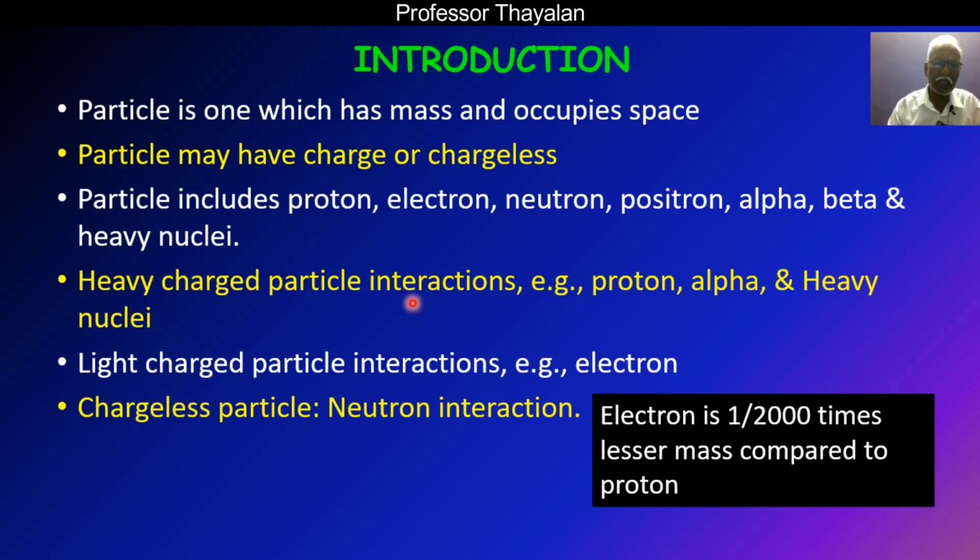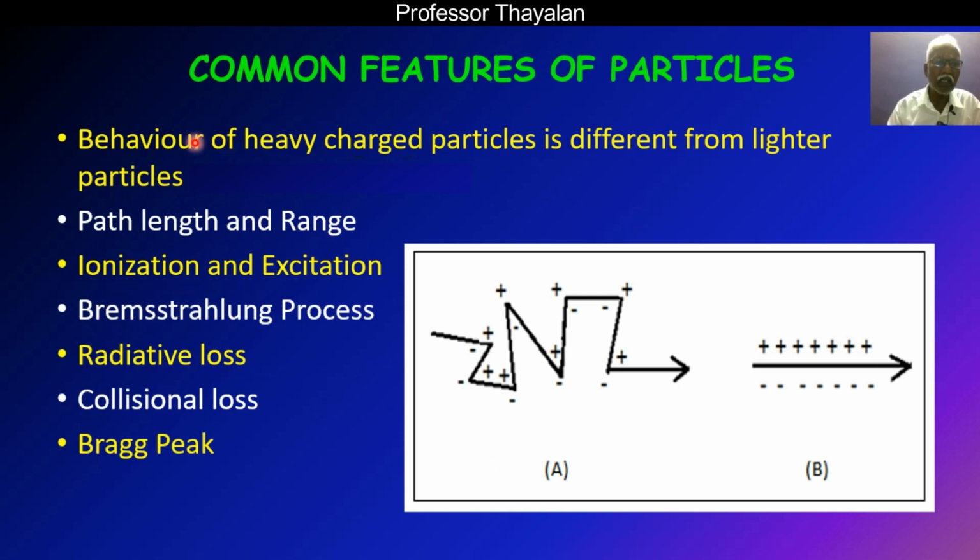What are the heavy charged particles? Proton, alpha particle, and heavy nuclei belong to this category. Light charged particle is nothing but electron. Chargeless particle is neutron. So we can have the interactions as heavy particle interaction, light particle interaction, or neutron interaction. What is very important is that the electron is a very light particle, with 1 by 2000 times lesser mass compared to proton. Behavior of heavy charged particle is totally different from lighter particles.